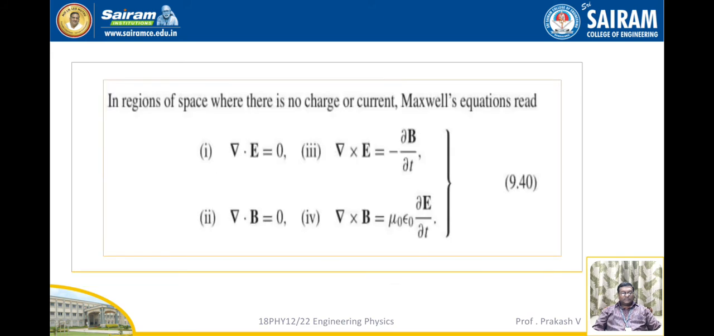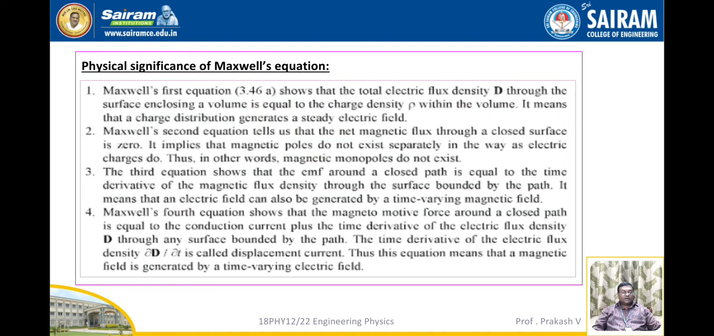So in regions of space where there is no charge or current, Maxwell's equations can be written as del dot E is equal to 0, and the second one is del dot B is equal to 0, and the third one is del cross E is equal to minus dou B by dou T, and the fourth one is del cross B is equal to mu naught epsilon 0 dou E by dou T. Next, here I want to discuss the physical significance of Maxwell's equations.